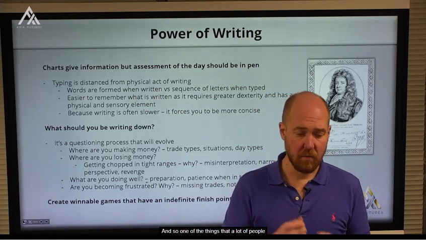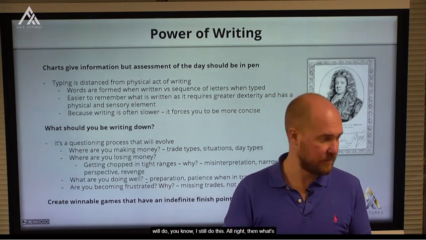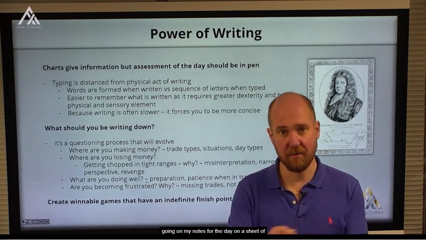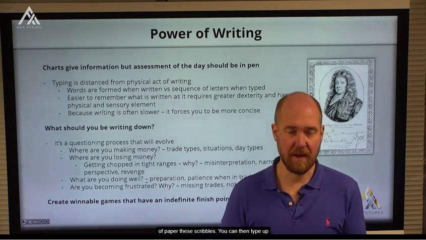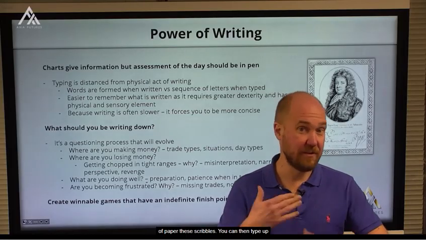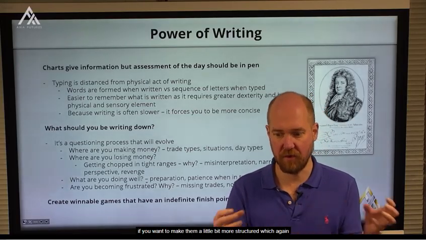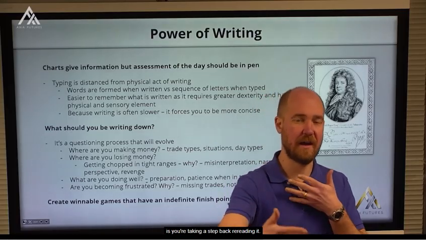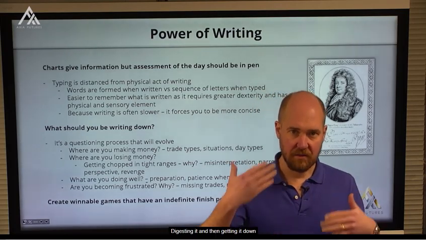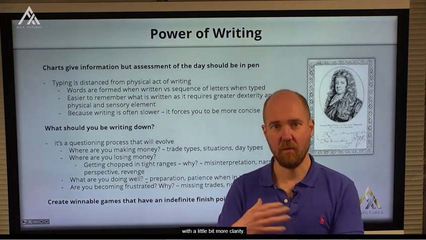And so one of the things that a lot of people will do, and I still do this, is write down what's going on, my notes for the day, on a sheet of paper. I won't type it up, I write it down on the sheet of paper. These scribbles you can then type up if you want to make them a little bit more structured, which again reinforces the learning, because you're taking a step back, rereading it, digesting it, and then getting it down with a little bit more clarity.